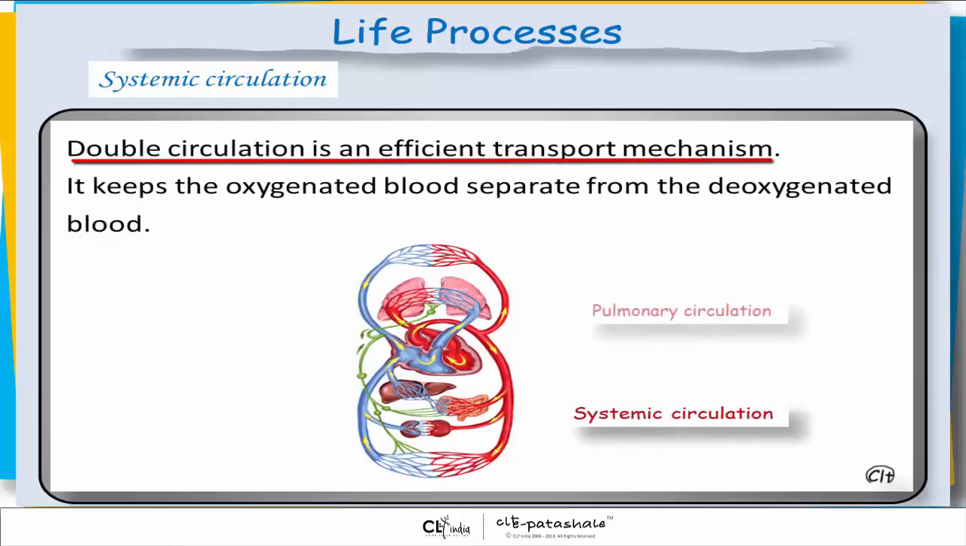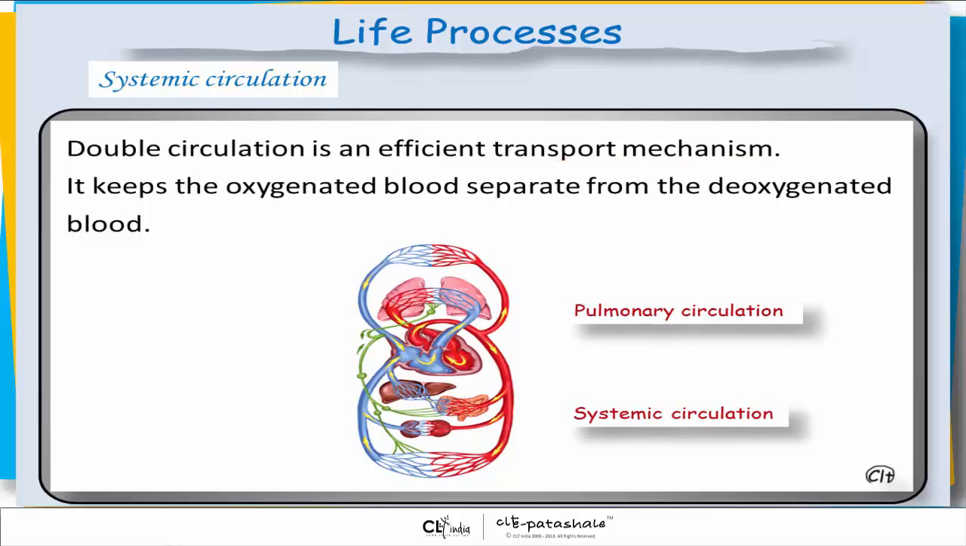Double circulation is an efficient transport mechanism. It keeps the oxygenated blood separate from the deoxygenated blood.